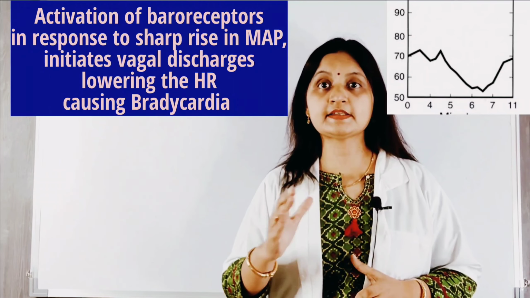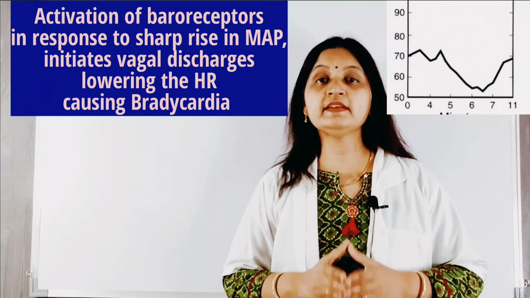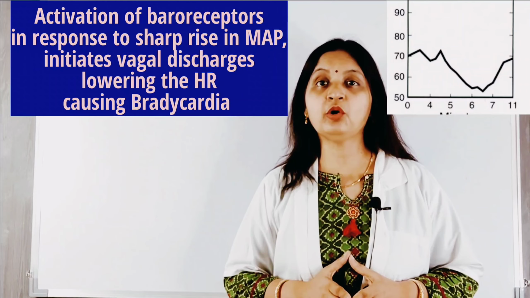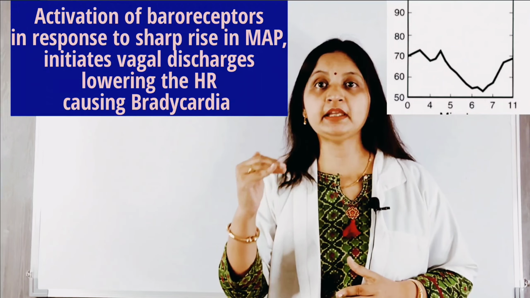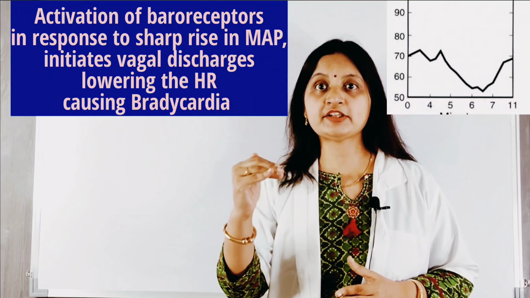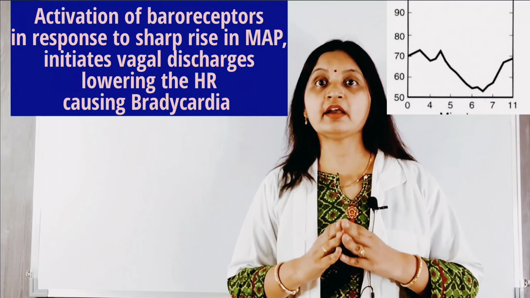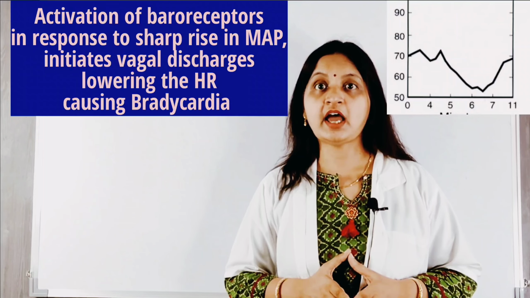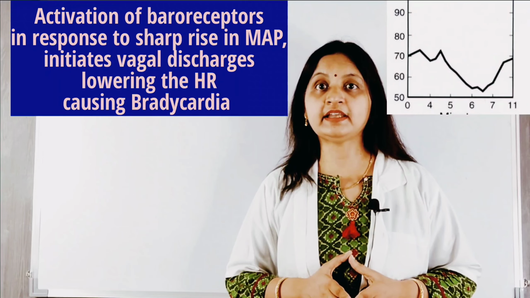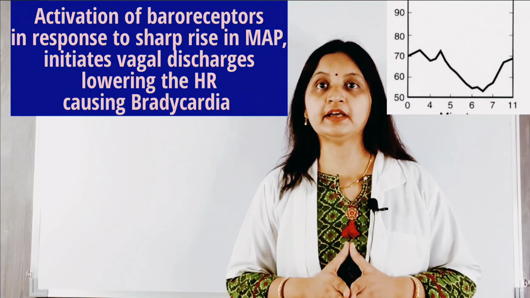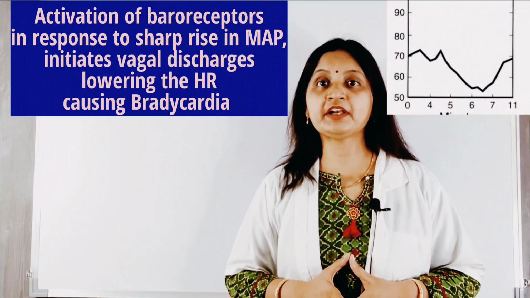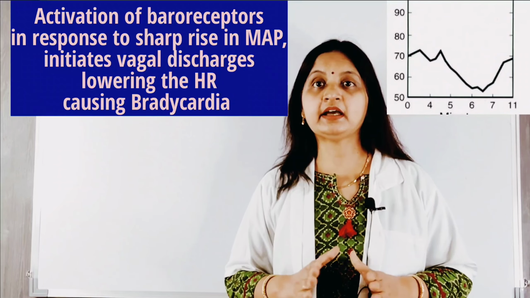So the parasympathetic system is activated, increasing the vagal discharges and lowering the heart rate. Rise in mean arterial pressure leads to activation of baroreceptors, which increases the vagal discharges and lowers the heart rate, resulting in reflex bradycardia. So the effect of norepinephrine on heart rate is bradycardia.